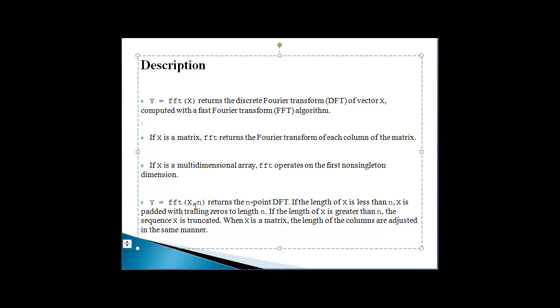Now if the function is fft of x comma n, then it returns the n-point DFT. If the length of x is less than n, x is padded with trailing zeros to length n. If the length of x is greater than n, then the sequence x is truncated. These are the two cases. When x is a matrix, the lengths of the columns are adjusted in the same manner. So these are the cases for the fast Fourier transform.